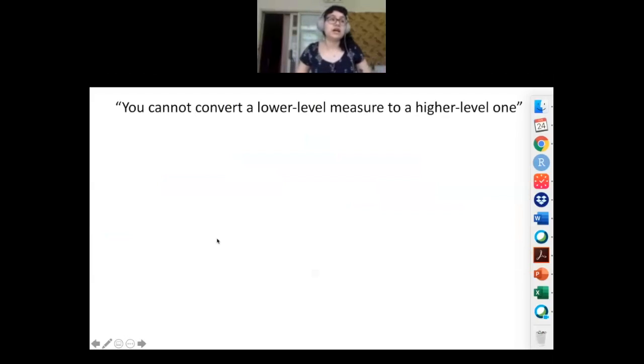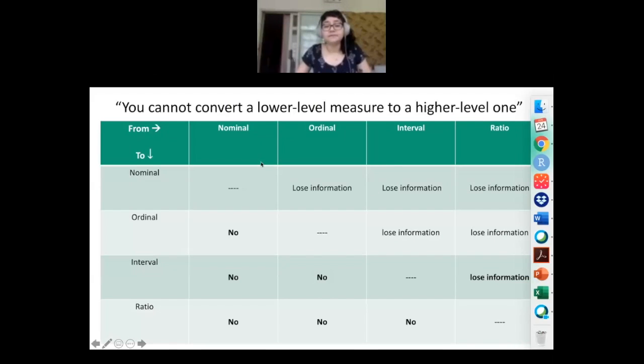And a rule of thumb from your book is you cannot convert a lower level measure to a higher level one. So we can convert higher level measures into lower level, but we lose some information. And sometimes that's helpful to lose some information. But I think it's good to see this in a visual format, because you can see the stairs of no and yes, but we lose some information.